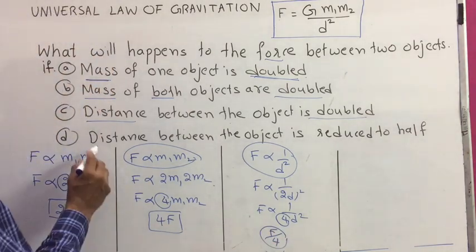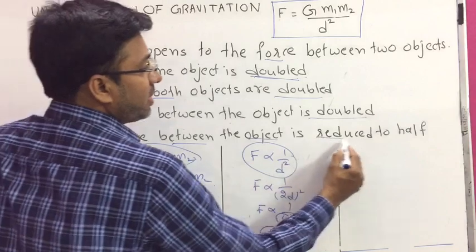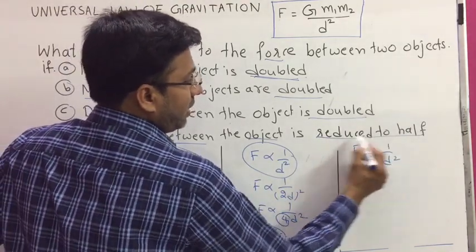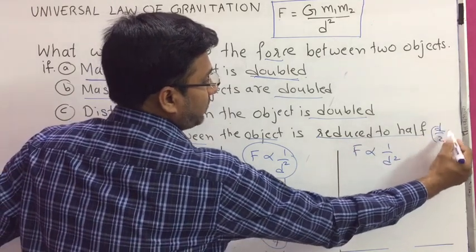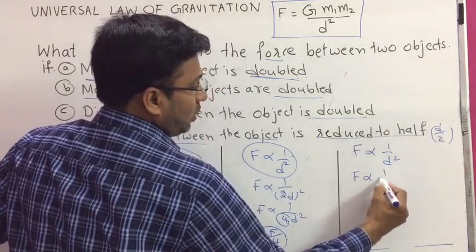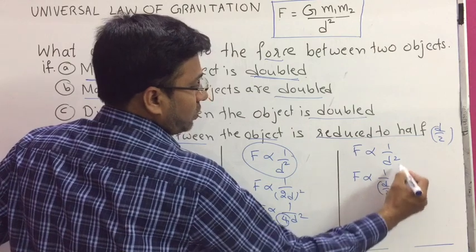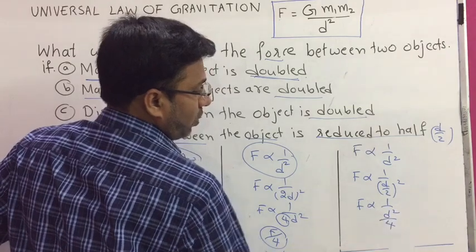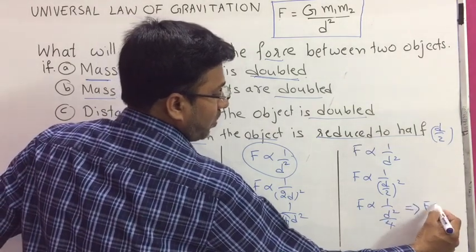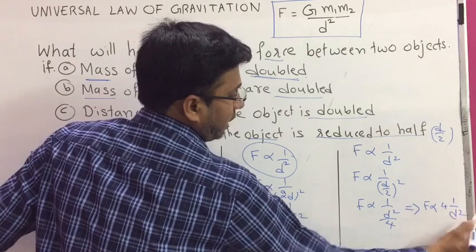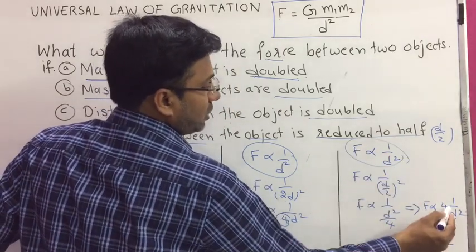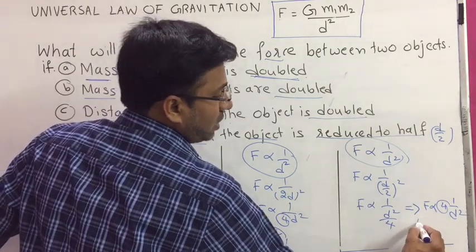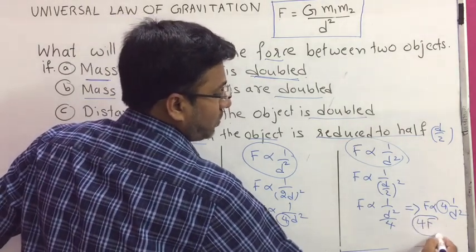Now the last case, distance between the two objects reduced to half. So F proportional to 1 by d square, reduced to half is nothing but d by 2. Now F proportional to 1 by (d by 2) whole square, F proportional to 1 by d square by 4. Which implies F proportional to 4 times 1 by d square. Again compare with the first equation, you can see 4 is more in comparison to the first equation. That means the force increases by 4 times in this case.